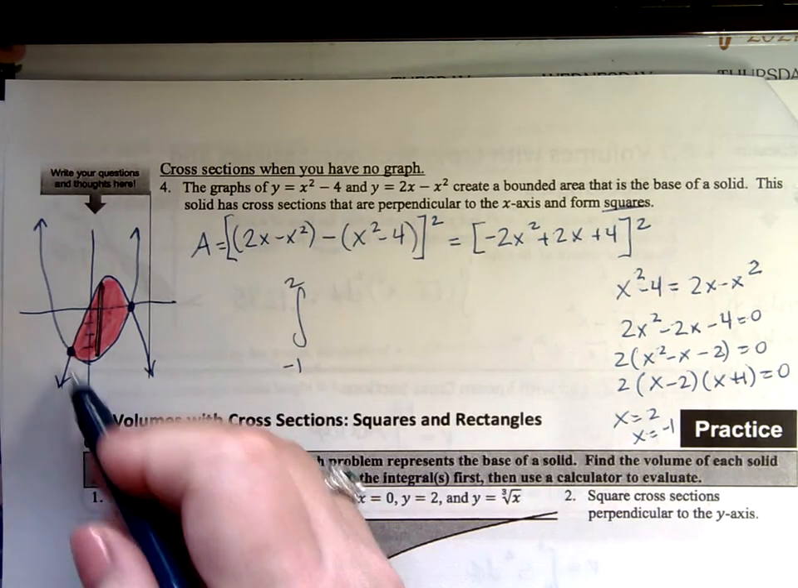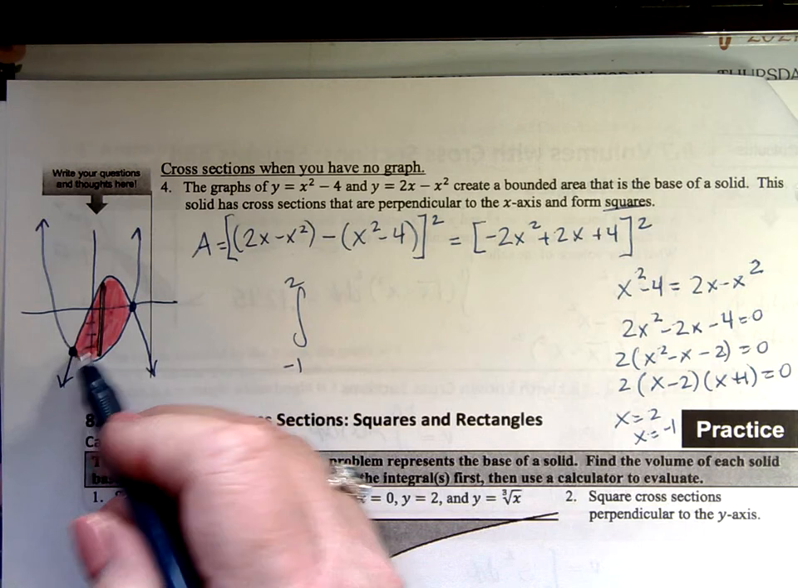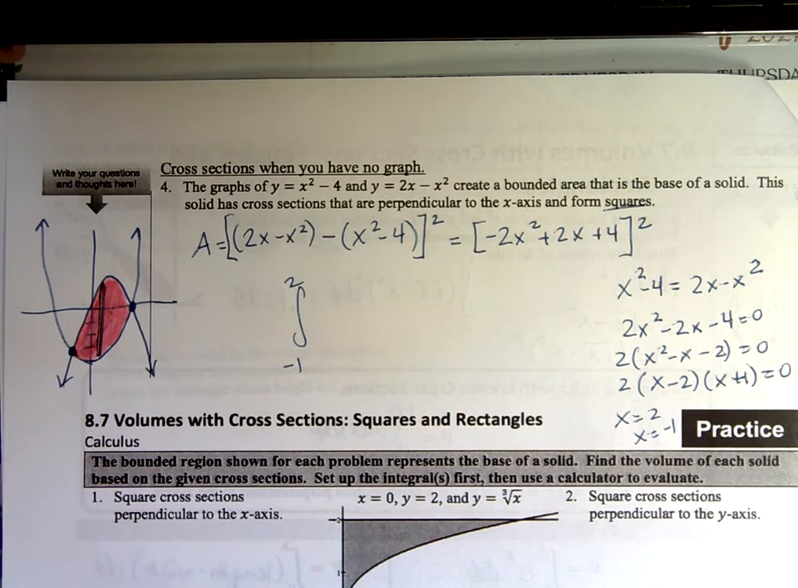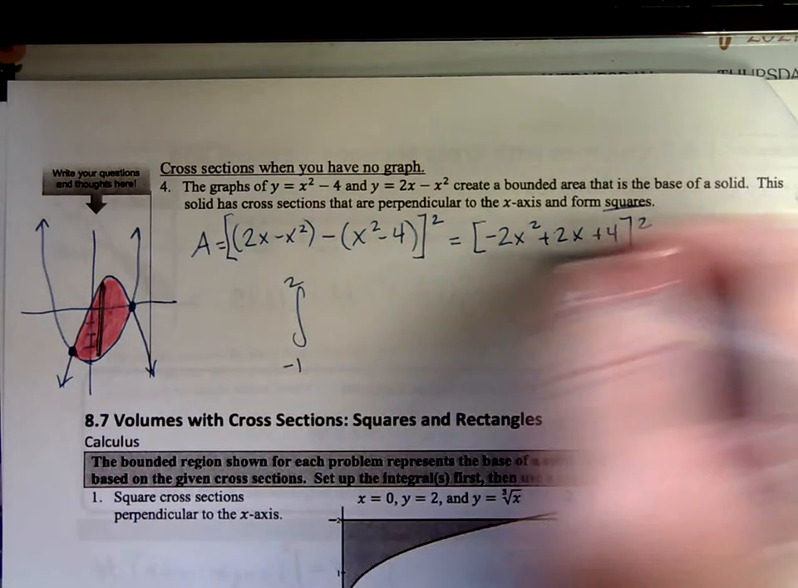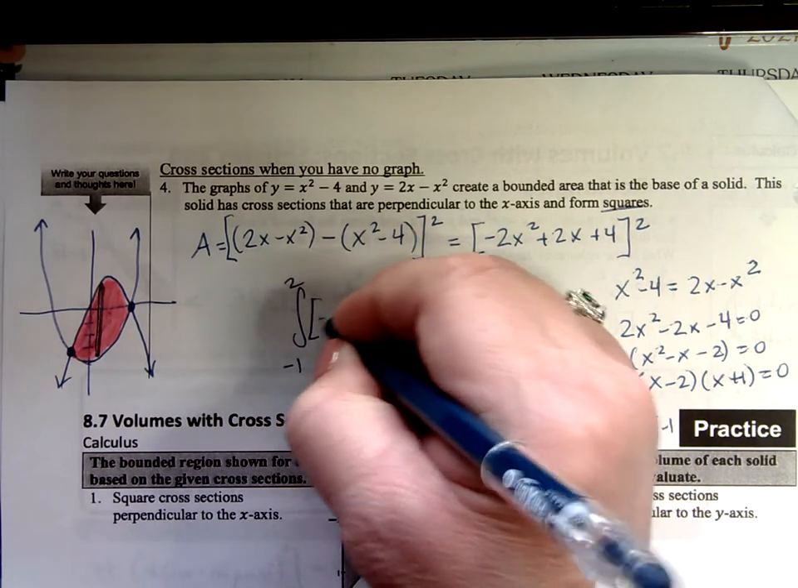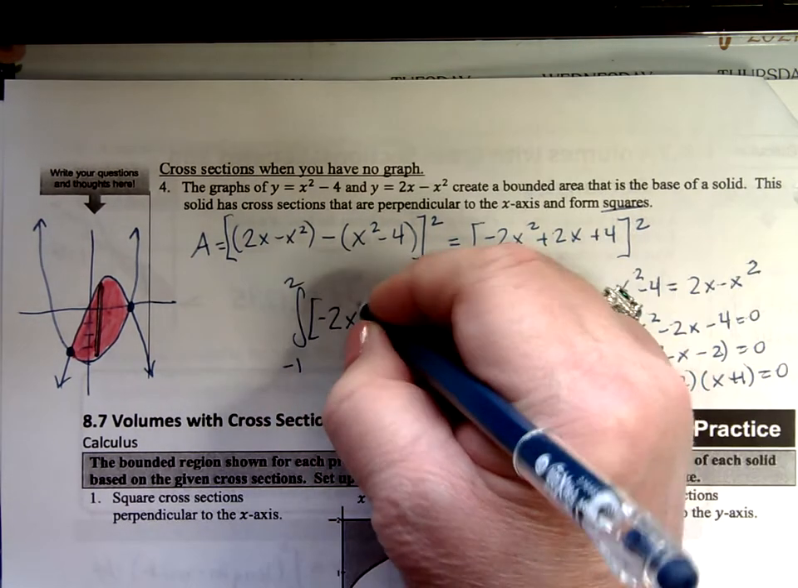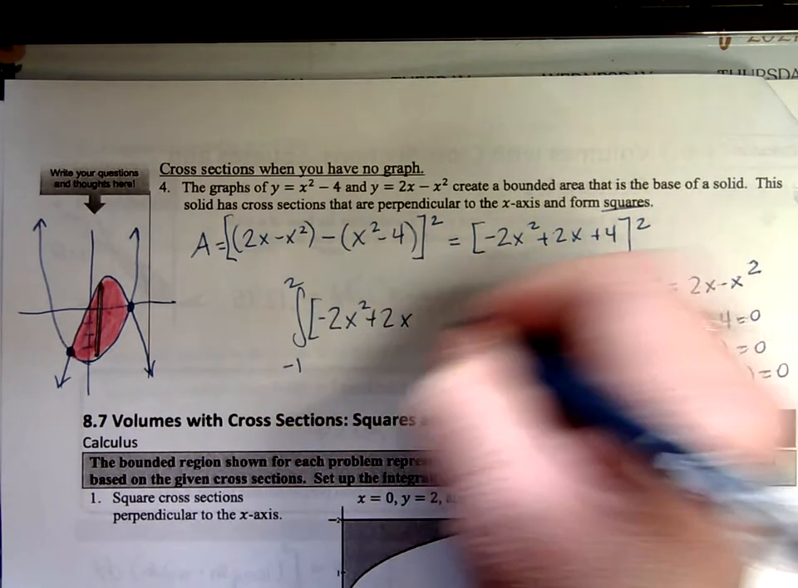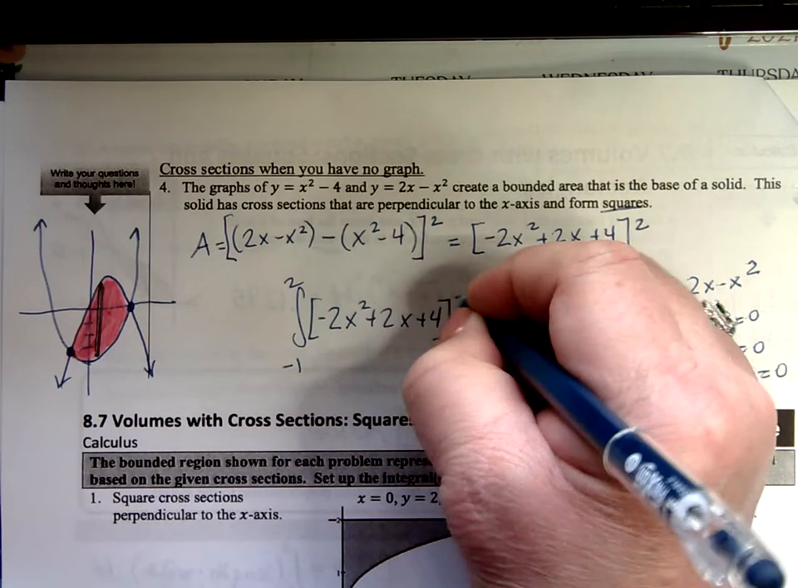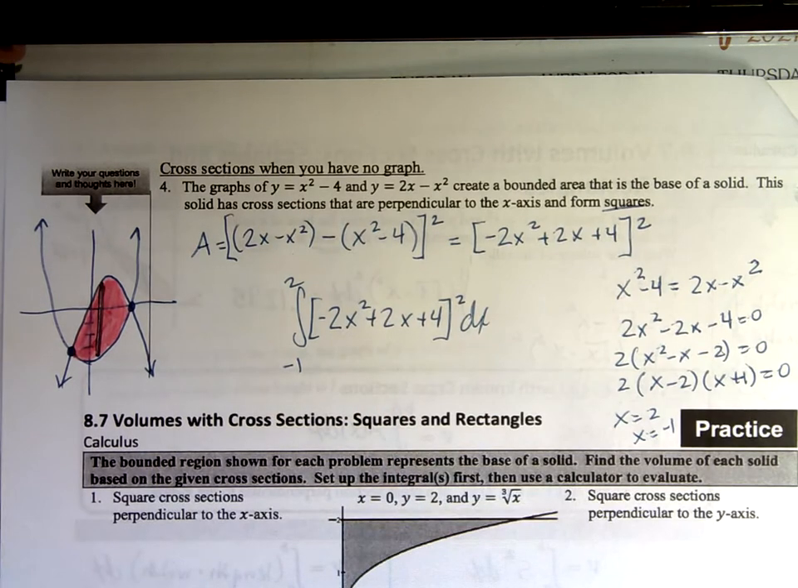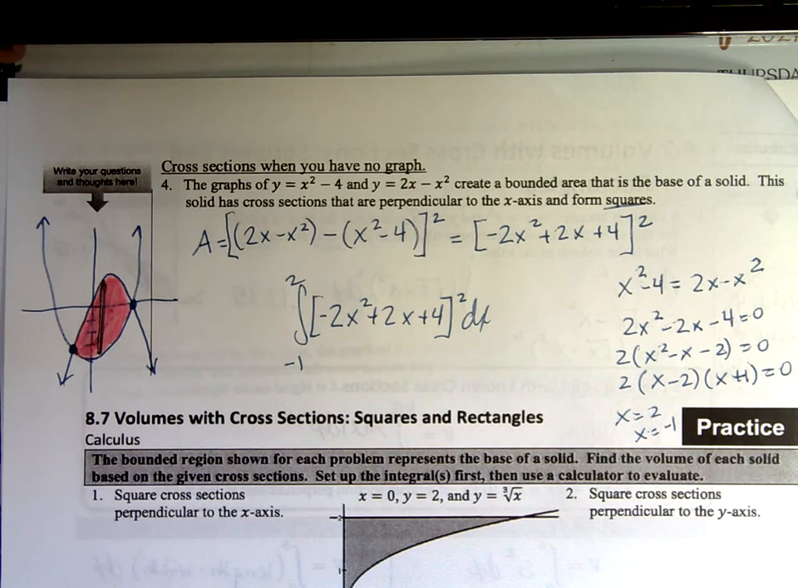Yep, that looks like an x equals negative 1. This is about an x equals 2. Life is good. What's my area? My area is the integral of negative 2x squared plus 2x plus 4, squared, with respect to x. There it is. Okay, so if they don't give you a picture, you want to make a picture.